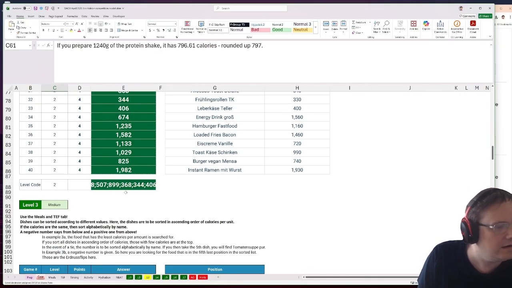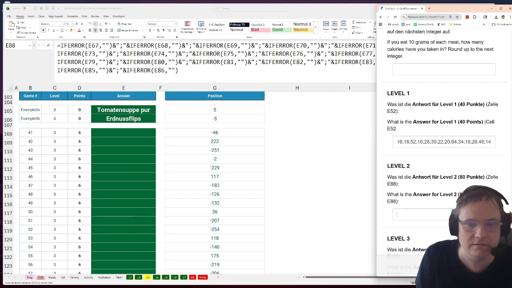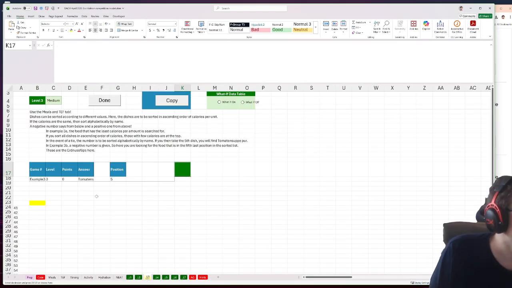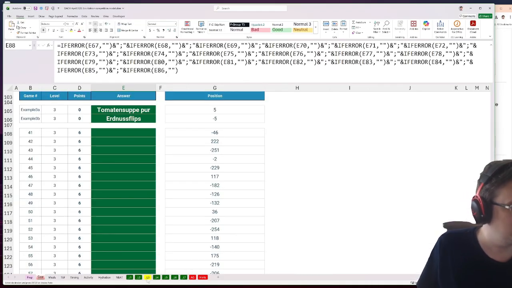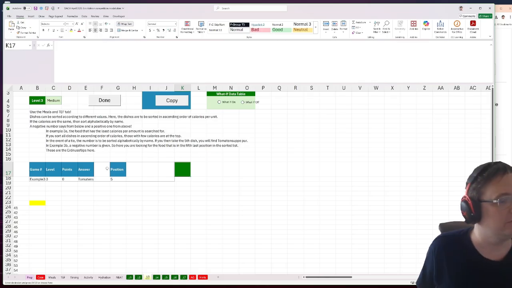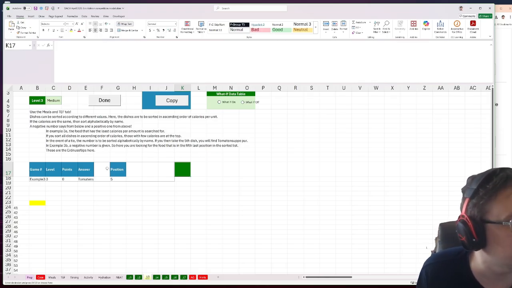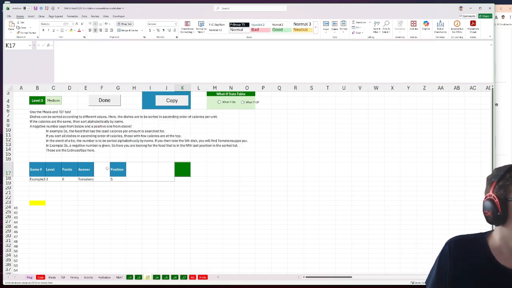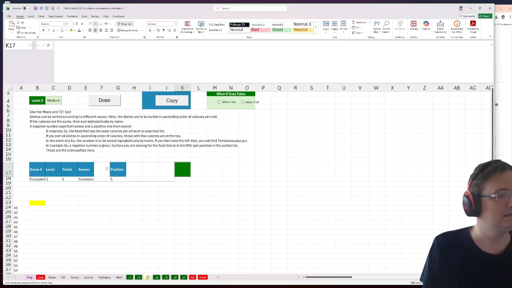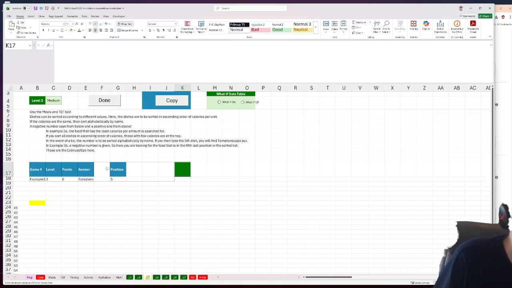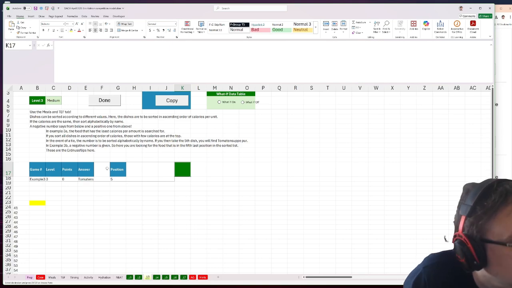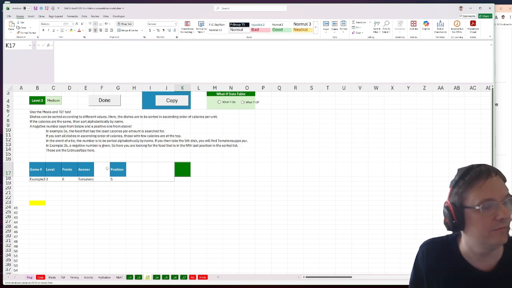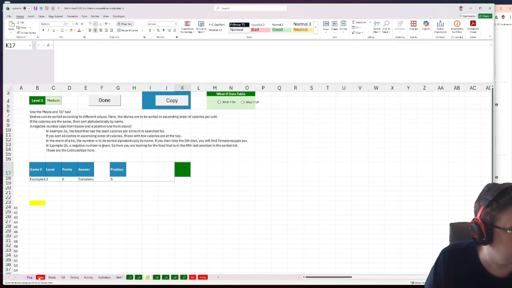All right. That is level 2. Level 3, meals and TEF. All right, that I'm doing. This is going to be sorted according to values, position 5. Dishes are sorted in ascending order of calories per unit. Negative number stays below. How can you have a negative number of calories? Food that has the least calories per amount, few calories on the top, alphabetically by name.